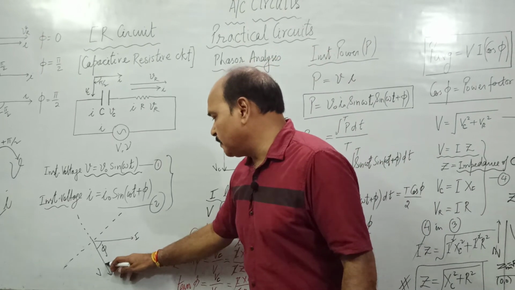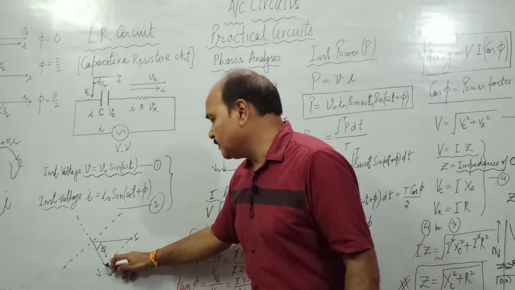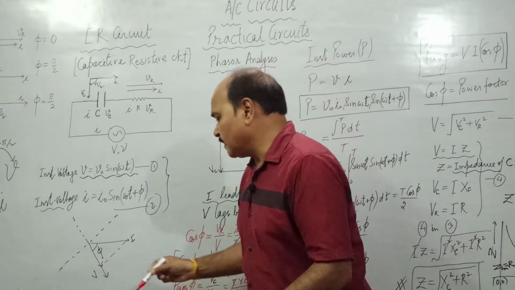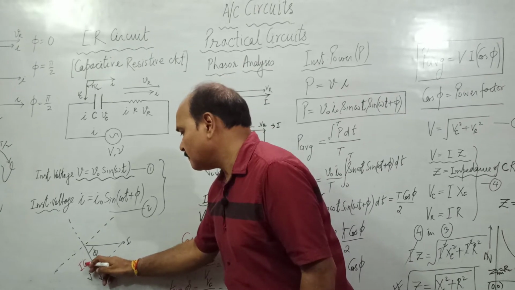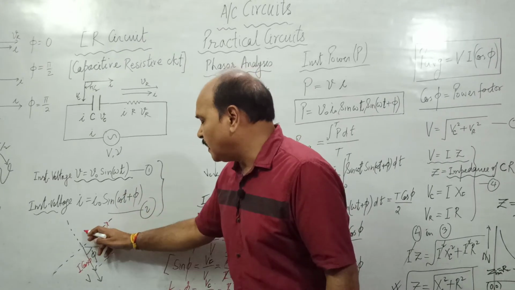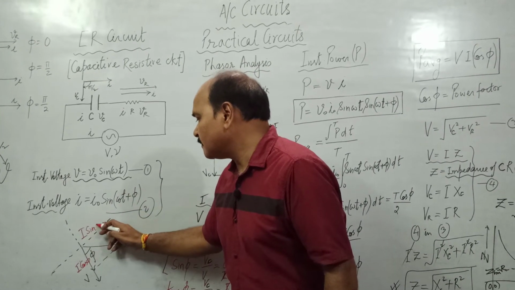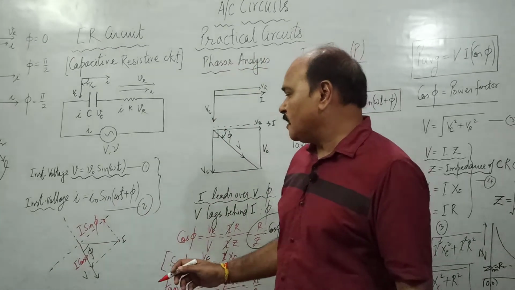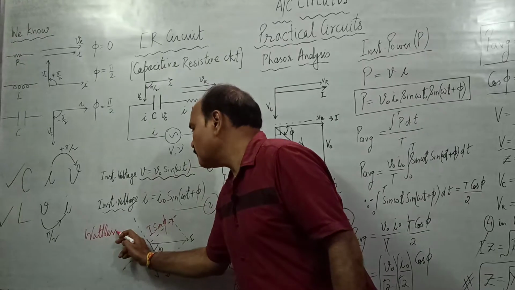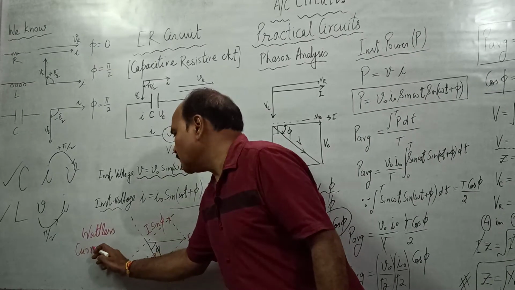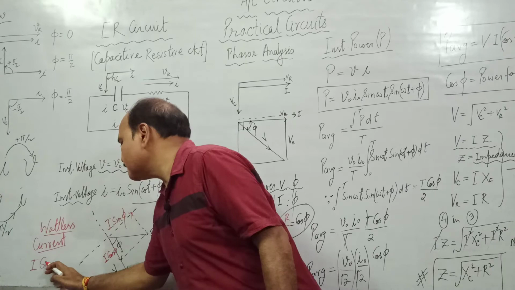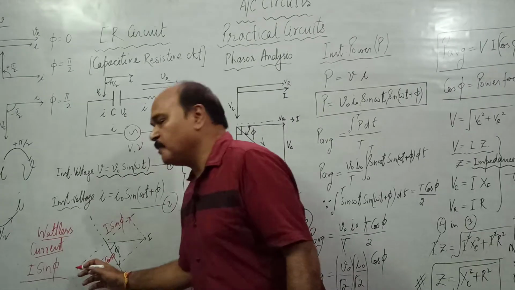One component of the I would be along voltage, and that is going to be I cos phi. The other component of this current, which is perpendicular to voltage, is I sin phi. And this I sin phi is what is called wattless current. So wattless current is I sin phi. This is the general formula for wattless current.